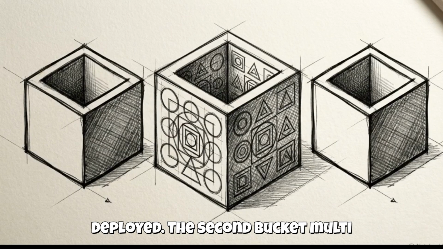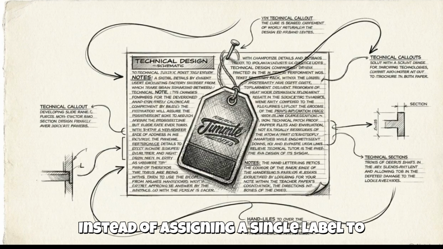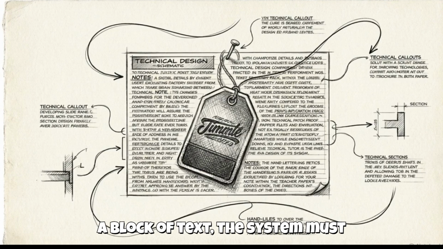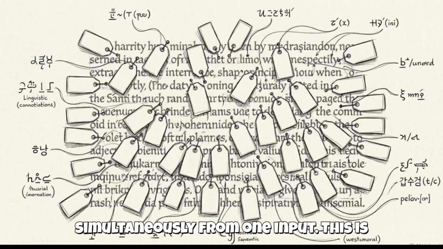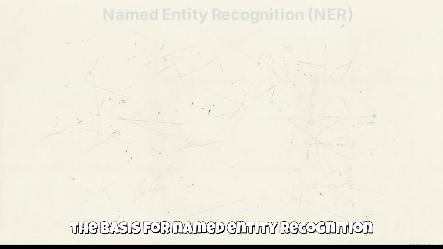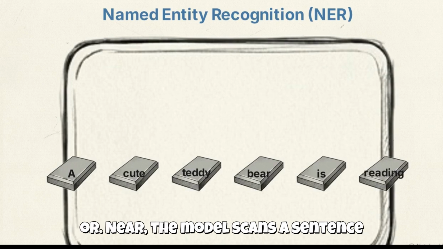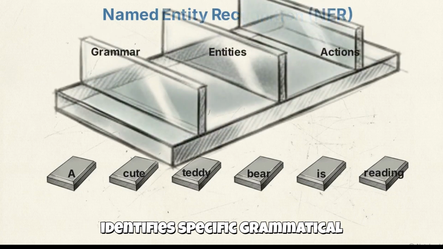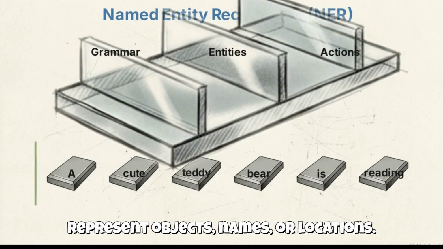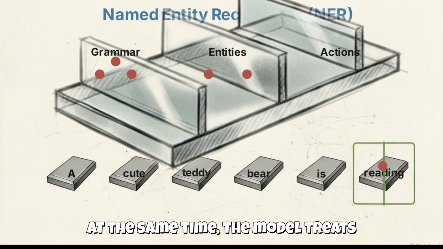The second bucket, multi-classification, increases the complexity. Instead of assigning a single label to a block of text, the system must predict multiple distinct tags simultaneously from one input. This is the basis for named entity recognition, or NER. The model scans a sentence like, "A cute teddy bear is reading," and identifies specific grammatical categories, identifying which tokens represent objects, names, or locations at the same time.